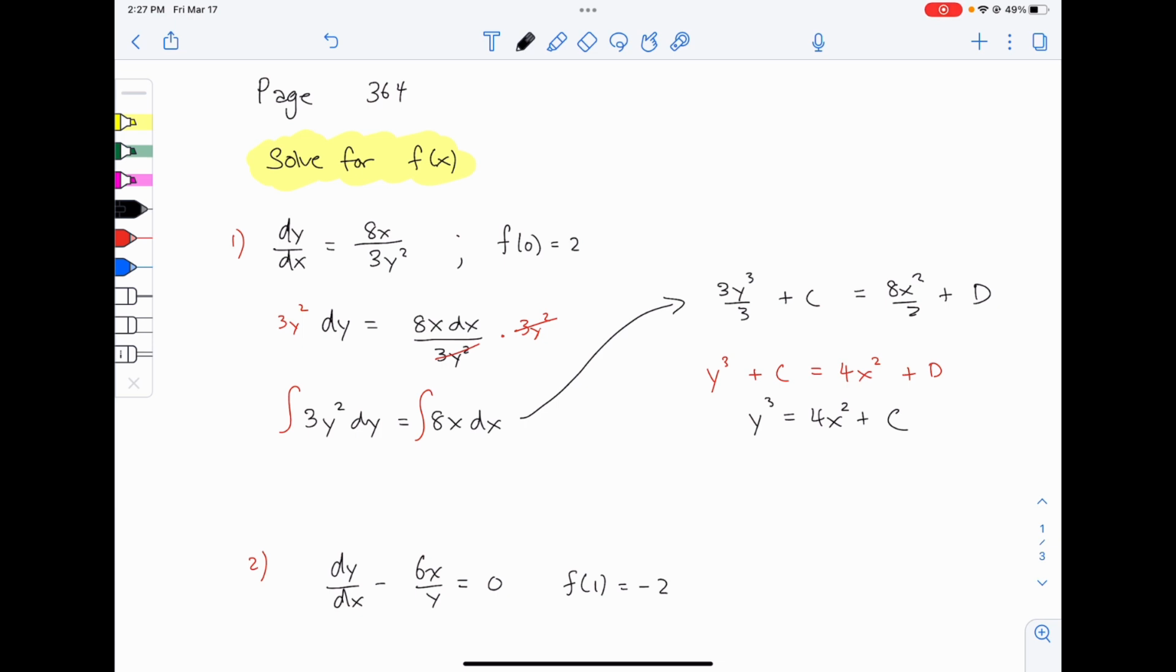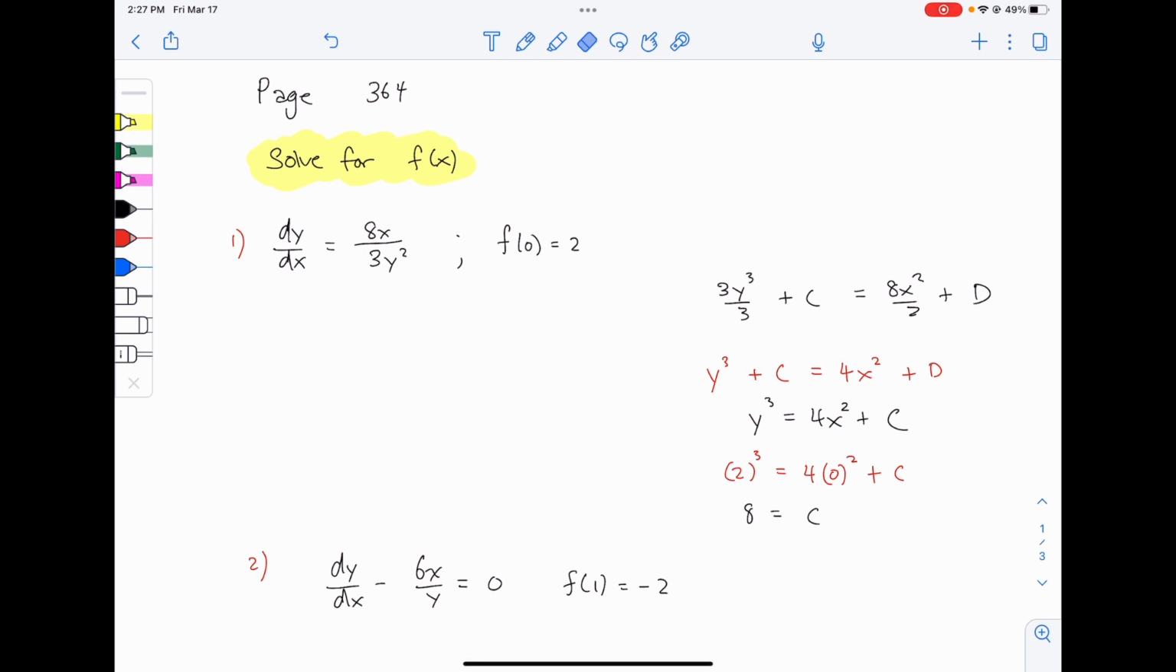Now, let's go ahead and use this. F of 0 is equal to 2, so when I plug 0 into x, my y value is 2. So 2 cubed is equal to 4 times 0 squared plus c. I have 8 is equal to c, because this whole thing is gone. Now there's going to be quite a bit of stuff I have to erase, so let me go ahead and do that over here.